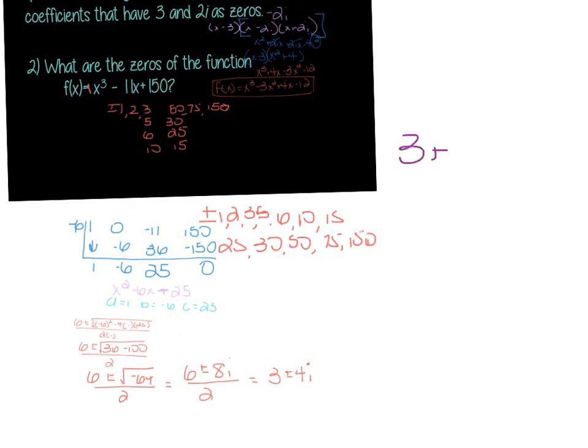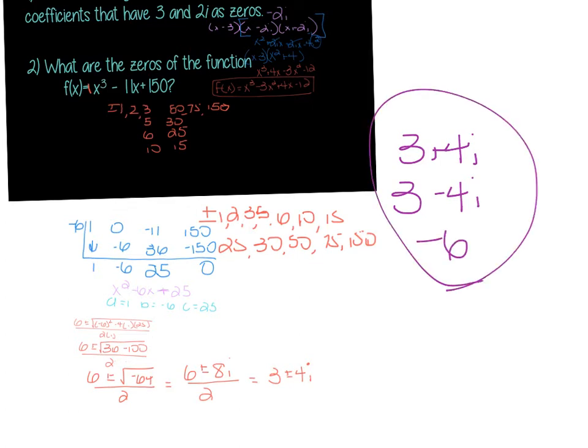3 plus 4i. 3 minus 4i. And -6. All three of those are zeros of your function, okay? And you would have to include them all.